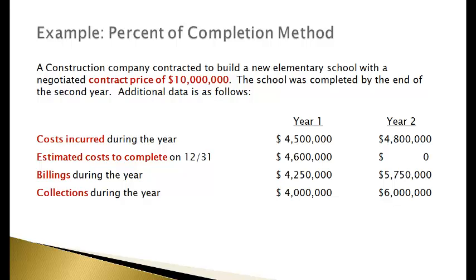Let's look at an example and determine the income and record the activity under a long-term contract. Notice the information necessary to do the accounting is the contract price, cost incurred each year, the estimated cost to complete at the end of the year, billings during the year, and collections during the year.